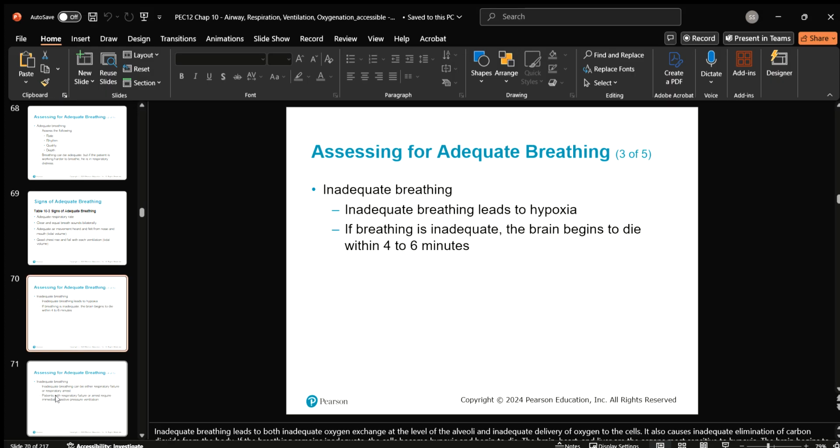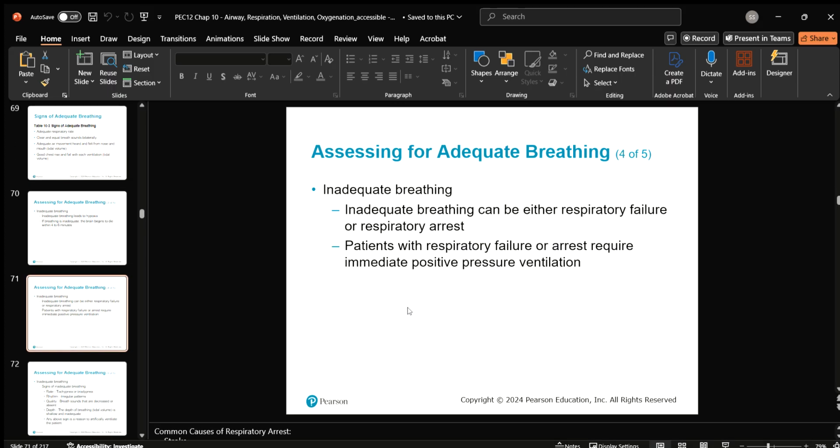When we talk about hypoxia, what did we say hypoxia was? Inadequate oxygen to the cells. And hypoxemia is in the blood. So inadequate breathing leads to hypoxia. If we're not oxygenating our cells, the brain begins to die within 4 to 6 minutes. So it is tantamount that we start breathing for these patients. Respiratory failure, respiratory arrest. We know what those are.